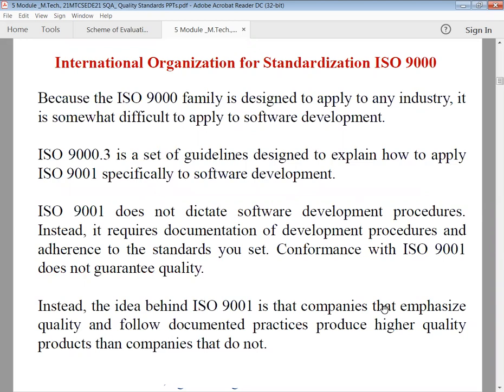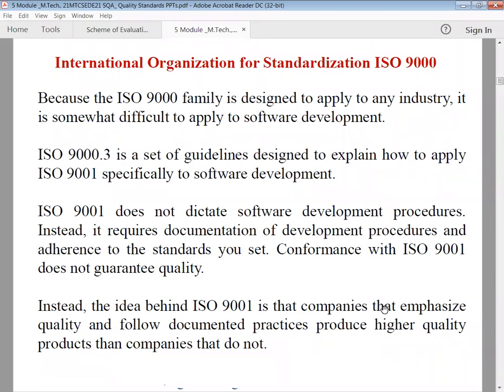Because the ISO 9000 family is designed to apply to any industry, it is somewhat difficult to apply to software development. So any manufacturing sector can make use of the ISO standard, but implementing ISO in the software industry is somewhat difficult, because it gives importance to the development process, implementation process, deployment, the instruments, products, and employees. So everyone should follow some standard. It has its own list of guidelines for each and every aspect, say the infrastructure, facilities, services, medical facilities, people working in the organization, their qualification, experience, everything should be counted in case of ISO standardization.